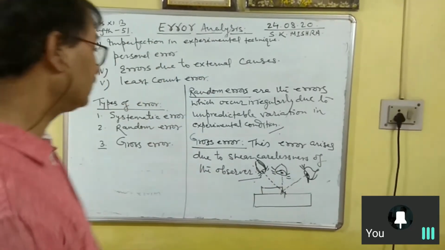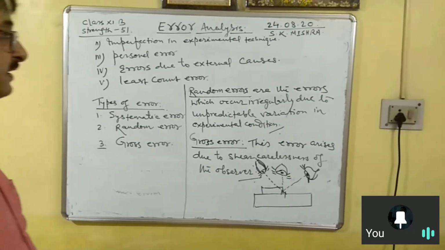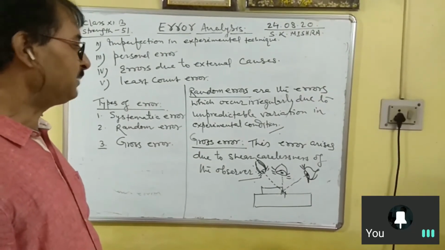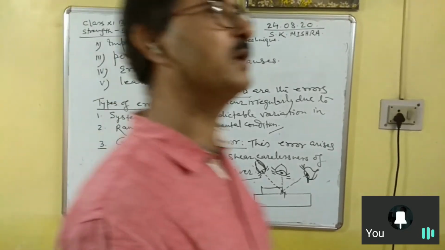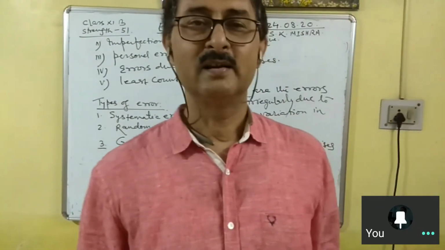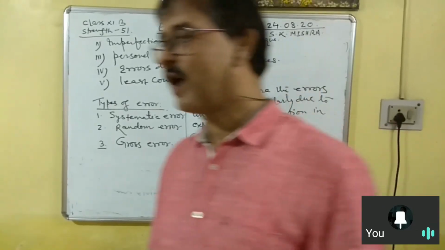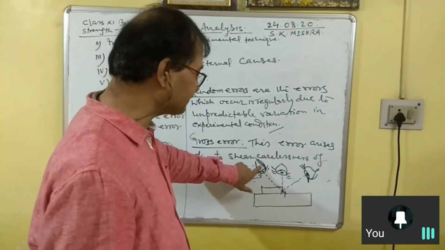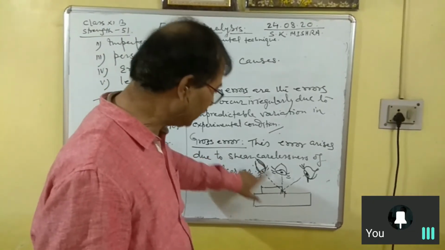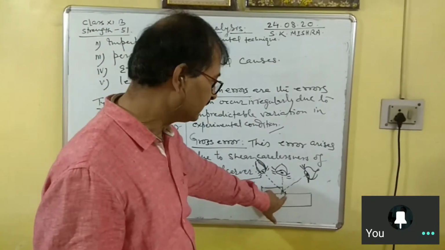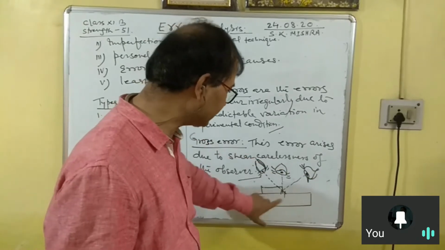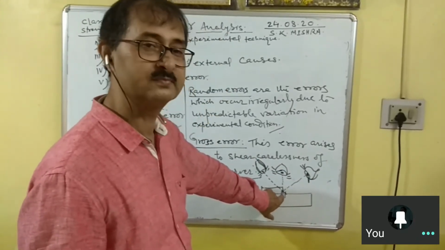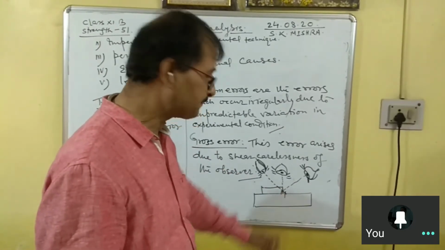This is called gross error. And in personal error, the person may have only one eye. Then gross error is due to, suppose you are putting your eyes in this position, then you will observe this line. And if you are putting your eyes in this position, then you will observe this line, whereas the correct position is this.